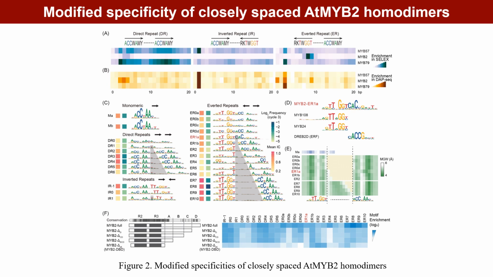Notably, we observed that AtMYBs can change the DNA binding specificity when two monomers bind closely to each other. The site is different from the classic monomer, especially for AtMYB2, R0, S or R1A. This modified specificity has not been reported and can change DNA shape. Moreover, we found that the non-DBD region affects the dimerization and DNA binding specificity of AtMYB2.